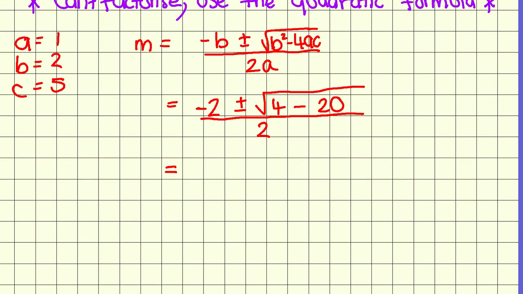Let's get it simplified. So this gives you minus 2 plus or minus the square root of 4 take away 20, which gives you minus 16, all over 2. Now what would normally happen in higher maths is that if you get a negative under the square root sign, that should ring alarm bells. However, we have done the topic of complex numbers and this is allowed. We can just pull that negative sign out the front and that just becomes i. Then the square root of 16 just gives you 4. So this is just minus 2 plus or minus 4i.